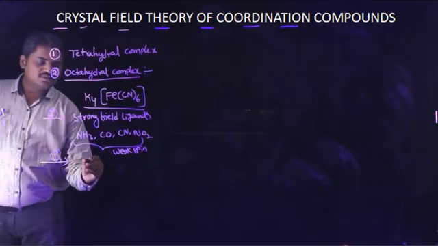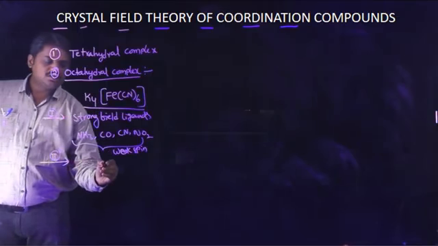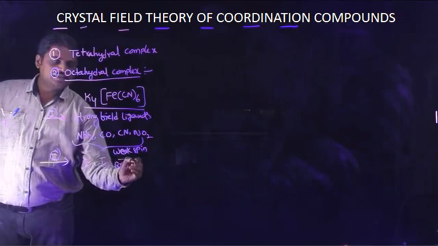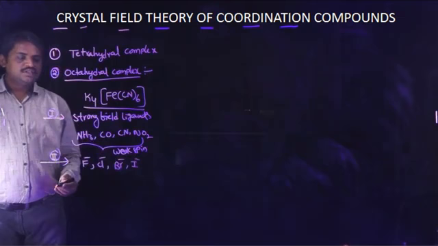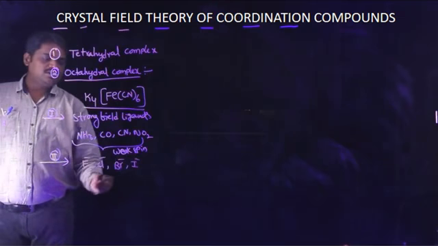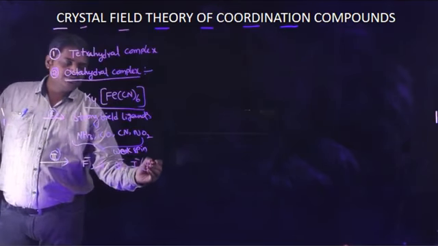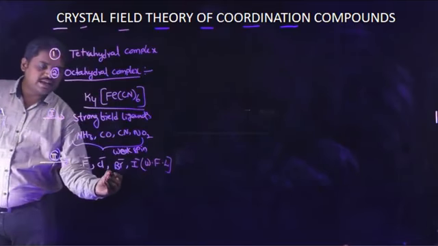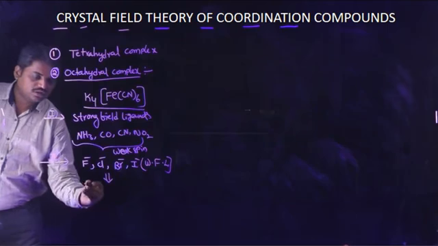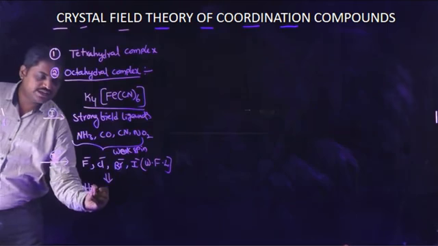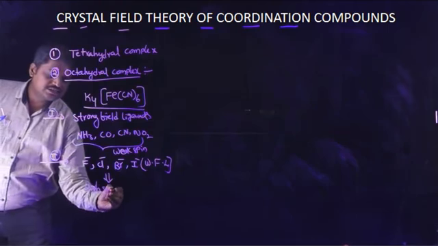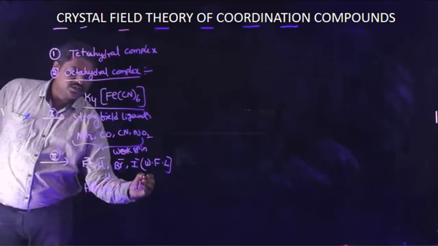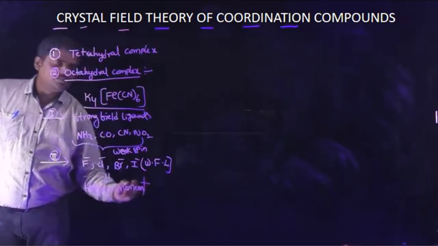Weak field ligands are the halide ions F-, Cl-, Br-, I-. These are the weak field ligands. These ligands are having high spin moment.